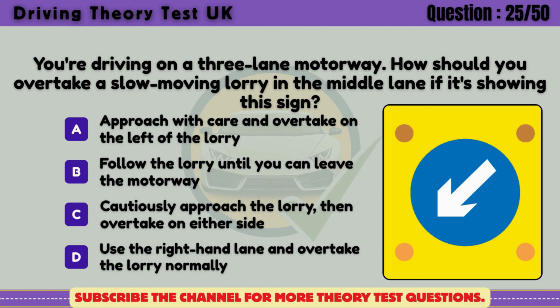Question 25. You're driving on a 3-lane motorway. How should you overtake a slow-moving lorry in the middle lane if it's showing this sign? Option A. Approach with care and overtake on the left of the lorry. B. Follow the lorry until you can leave the motorway. C. Cautiously approach the lorry, then overtake on either side. D. Use the right-hand lane and overtake the lorry normally.